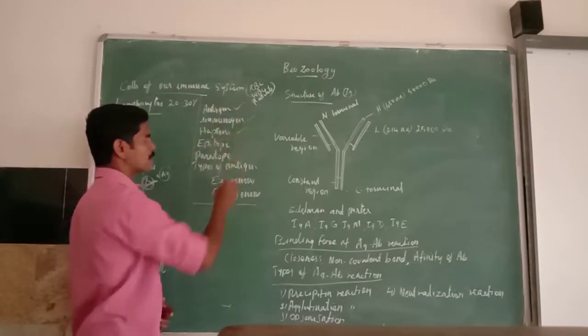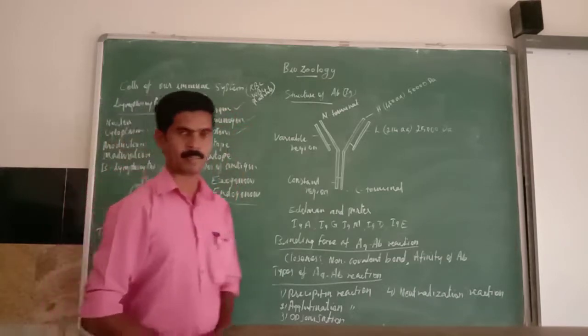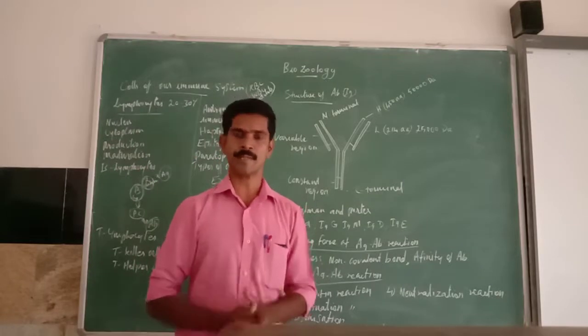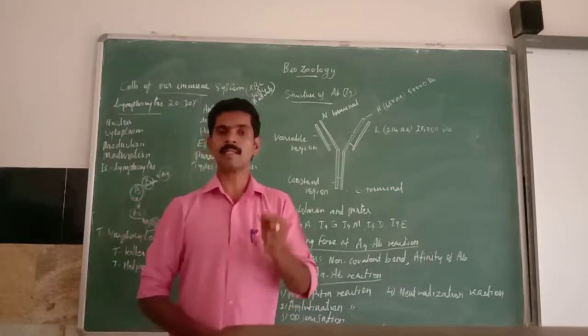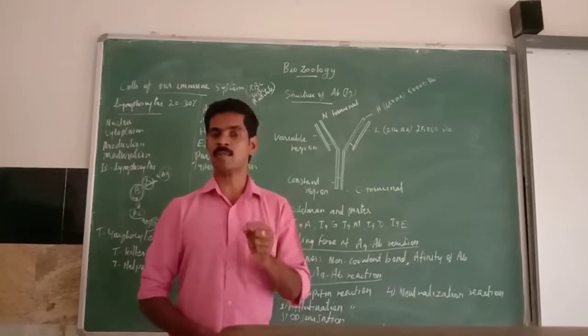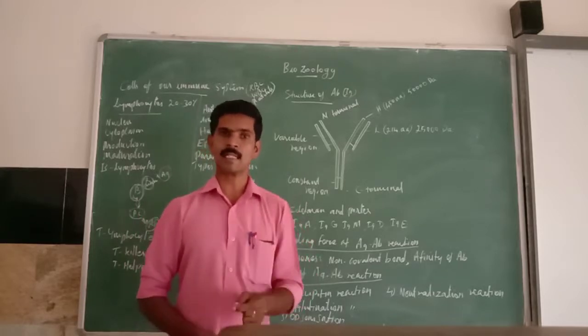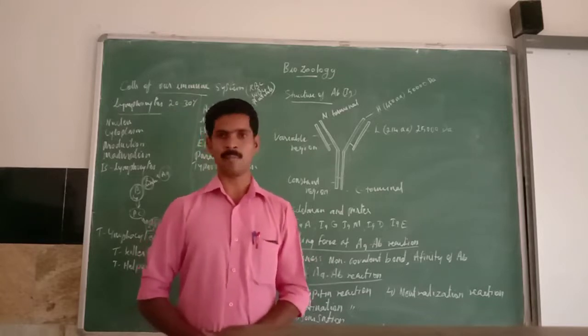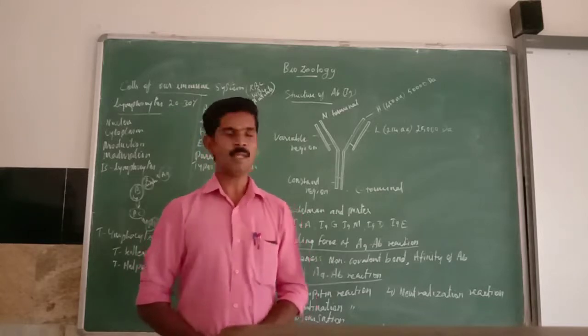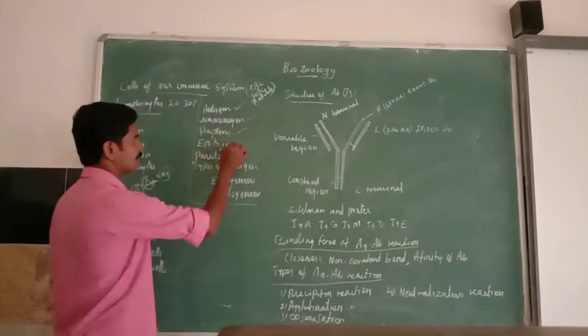Then the third 2-mark question is haptens. Haptens means a non-immunogenic substance, but it can react with the product of the immune cells of our immune system. Understand that?